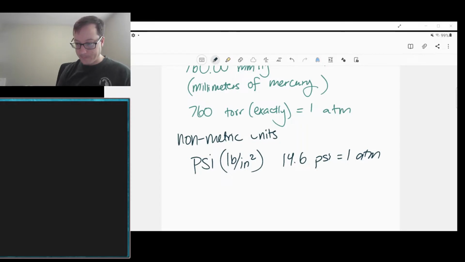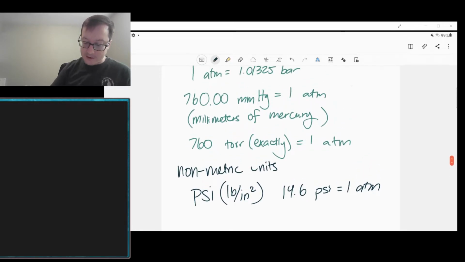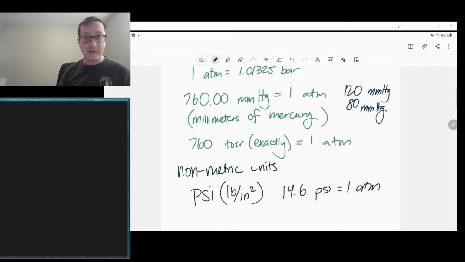You may also see pressure if you go get your blood pressure measured. Ideally, you'll have two blood pressure readings of around these values. Hopefully not too much higher. For your systolic and diastolic blood pressure, you'll see the unit of millimeters of mercury with those. And so that's pretty common.